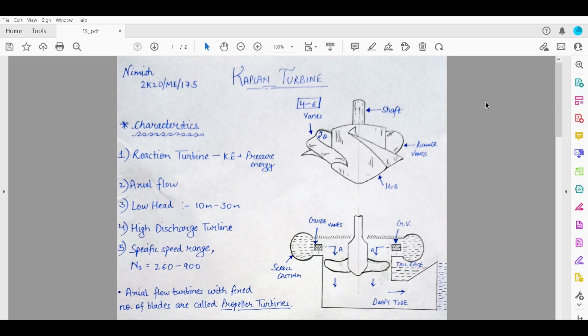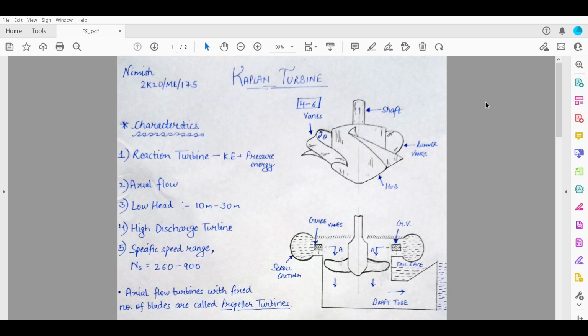So, let's get started. As we know, there are two types of turbines: impulse turbines and reaction turbines. In impulse turbines, the kinetic energy of the fluid is taken into consideration, and in reaction turbines, the kinetic energy as well as the pressure energy is taken into consideration. So the Kaplan turbine here is a reaction turbine.